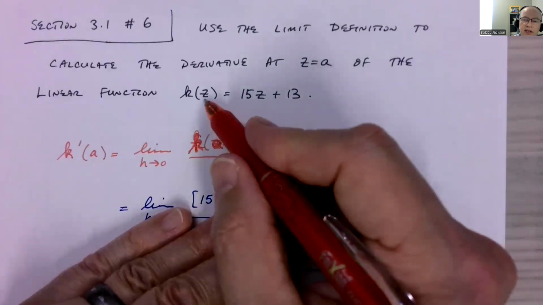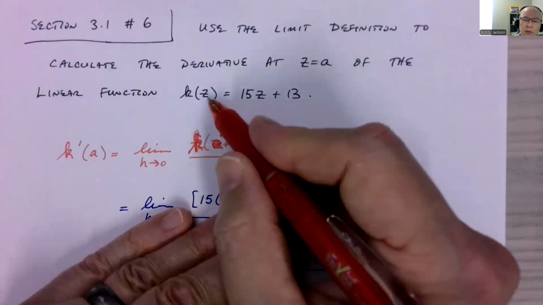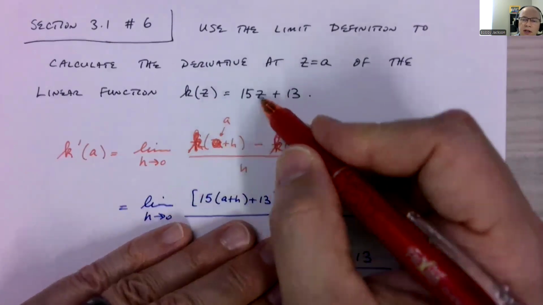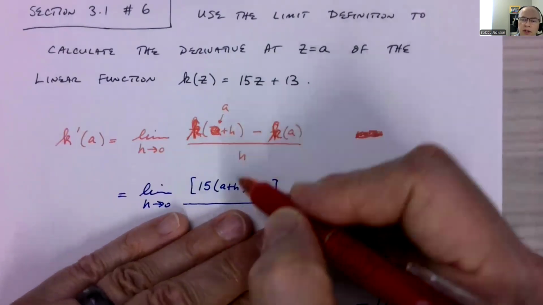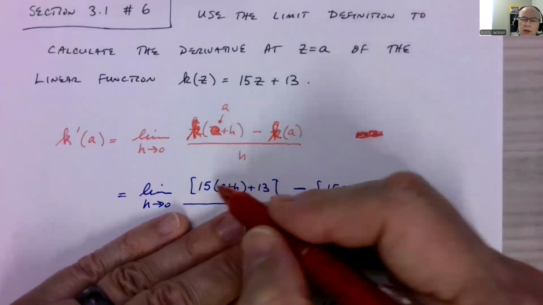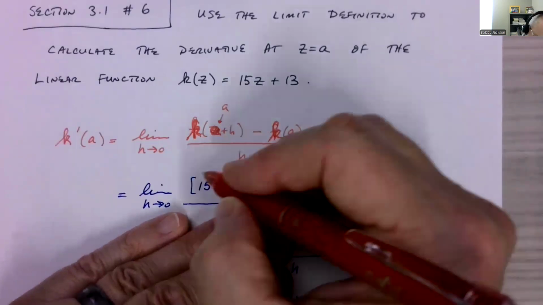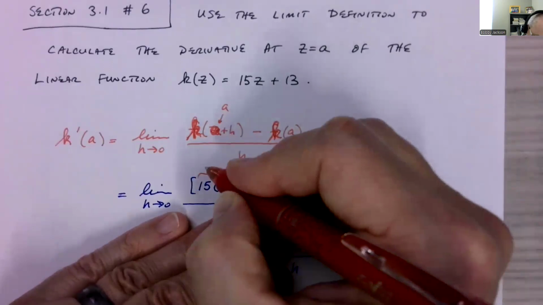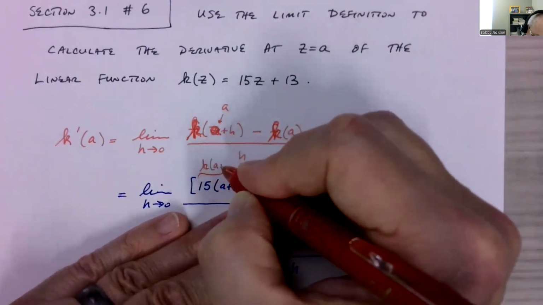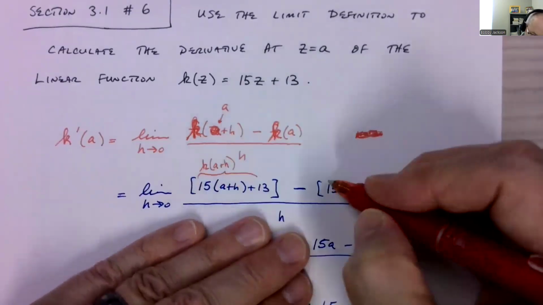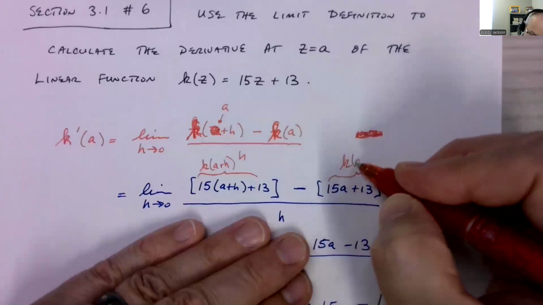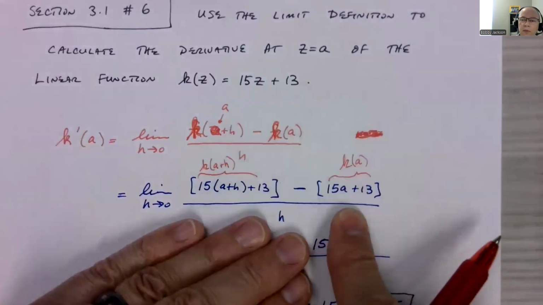Okay, so what is k of a plus h? Well, I'm going to replace z, the input variable, with a plus h. So it'll be 15 times the quantity a plus h plus 13. So this right here is k of a plus h. And this here is just k of a, right? Just replace z with a.